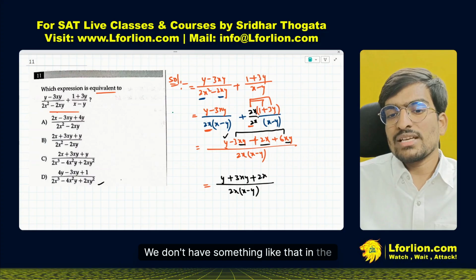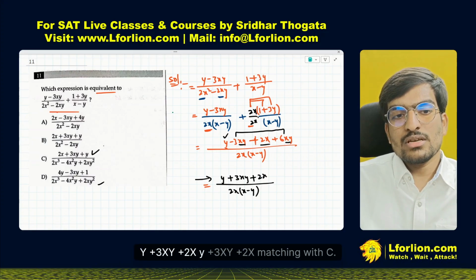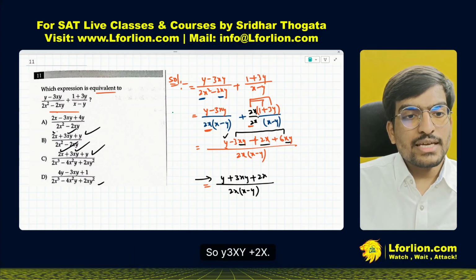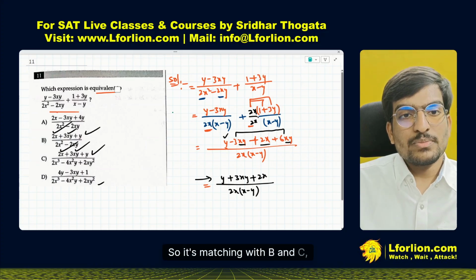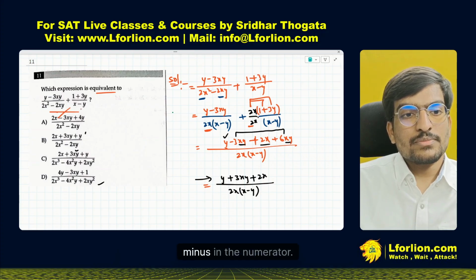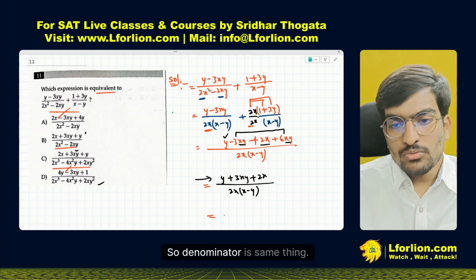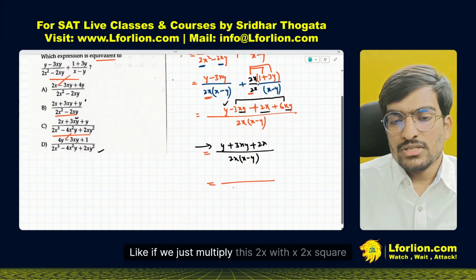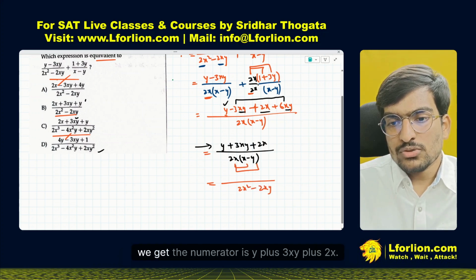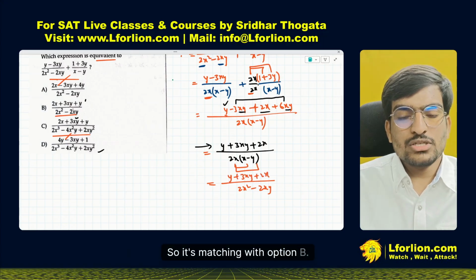We don't have something like that in the denominator, but do we have something like that in the numerator? y plus 3xy plus 2x, matching with C. So y plus 3xy plus 2x, it's matching with B and C, but not with other options. Other options have something like minus in the numerator. Let's see. So we need to get the denominator. So denominator is the same thing. If we just multiply this 2x with x, 2x square, minus 2x with y, 2xy, we get the numerator as y plus 3xy plus 2x. So it's matching with option B.